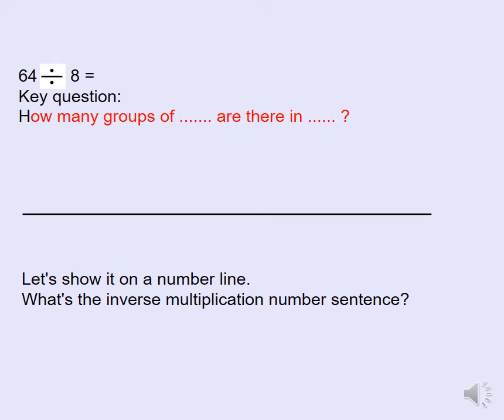Okay, so some of you in my class might have already been able to do this in your head without having to jump up in your number line, because we've got a little song or a rhyme to go with it. So I ate and I ate till I was sick on the floor. 8 8s are 64. So 64 divided by 8 equals 8. So hopefully you would have done 8 jumps along your number line. And then the inverse multiplication sentence is therefore 8 times 8 equals 64.